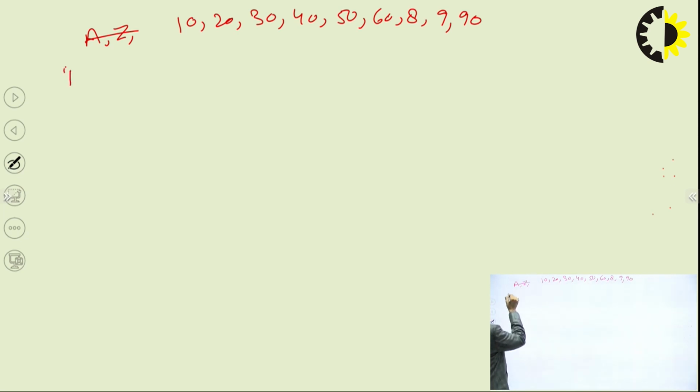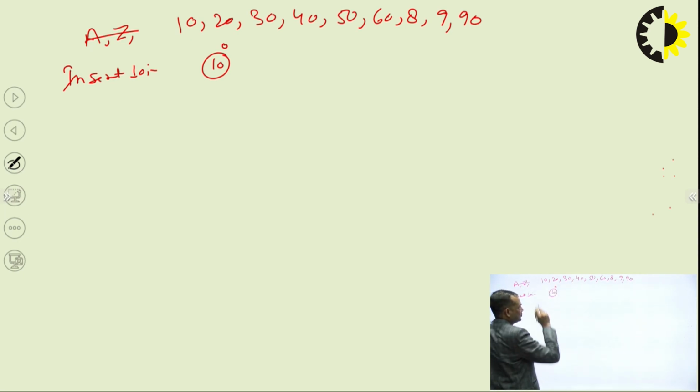So firstly we have to insert 10. When we insert 10, this is a node. Every time we have to find out the balance factor. Its left height is 0, right height is 0, its balance factor is 0. Its balance factor lies between -1 and +1. So now we have to insert the next element.